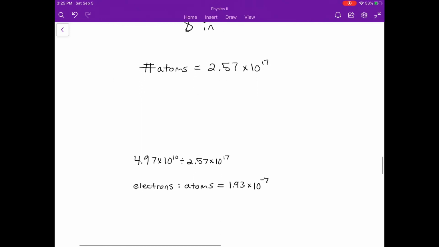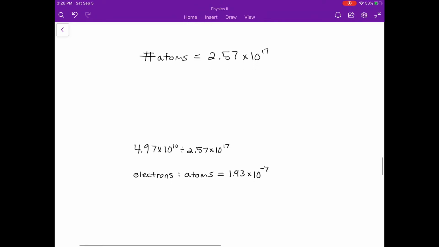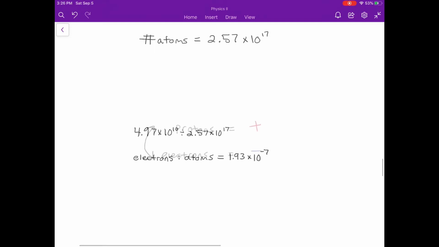The ratio of charged particles, electrons, to atoms was 1.93 times 10 to the negative 7, indicating that the tape had lost electrons and was positively charged. This conclusion is in line with the observations made with the various objects, as it was attracted to the negatively charged and neutral objects and repelled by the positively charged objects.